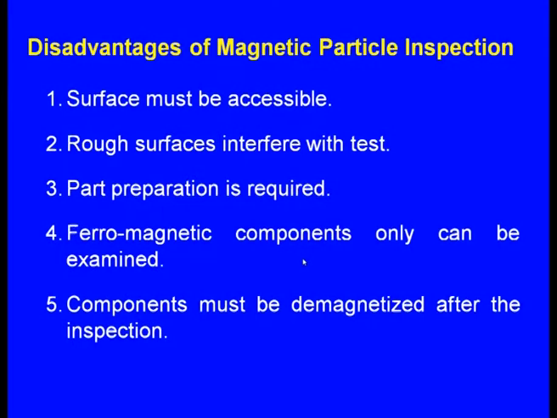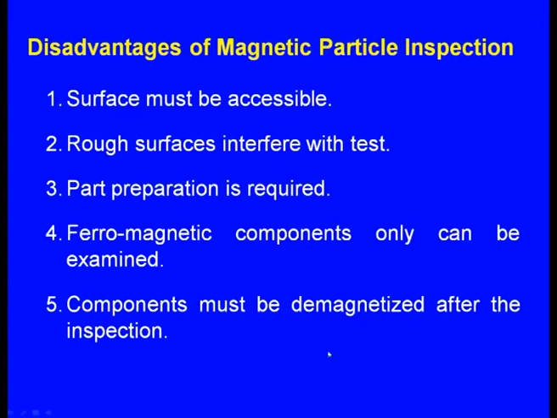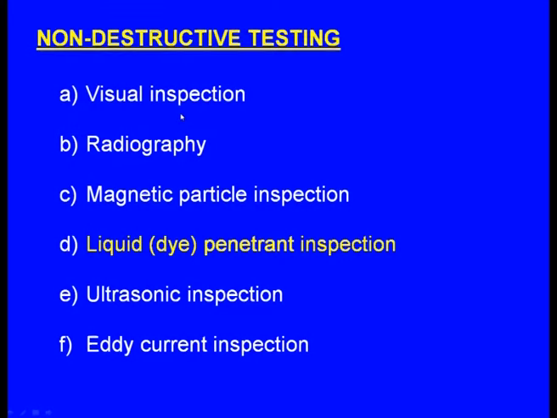Because only ferromagnetic components can be magnetized under the influence of a magnet. Components must be demagnetized after the inspection. So, this is time consuming. So, we have completed the first three NDT methods.